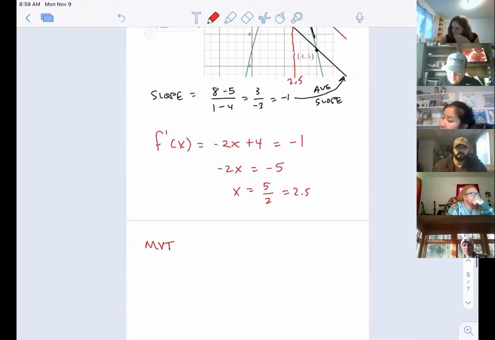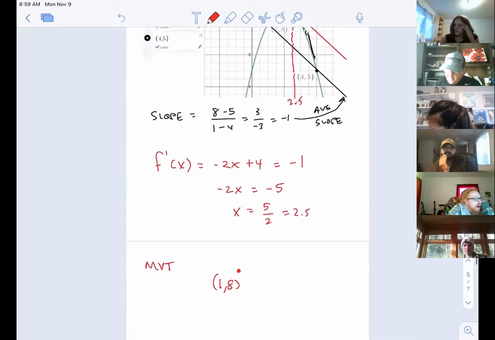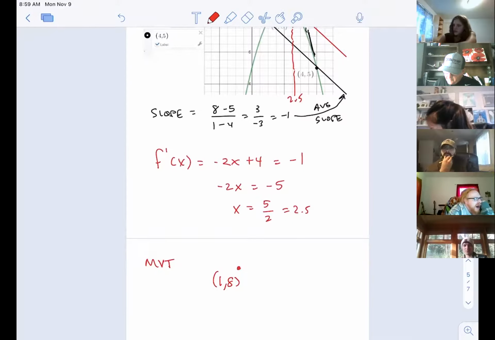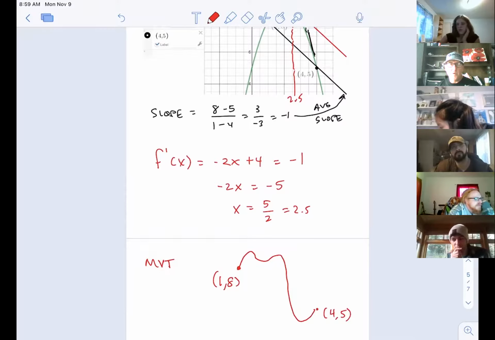But does it make sense that if I was at the point (1, 8) and then also at the point (4, 5), basically the theorem goes on to say this curve could be anything. Like it could actually be doing this. As long as it's smooth and connected, as long as nothing weird is going on, there are no holes in the graph. And the calculus way of saying that is it's continuous. It's a continuous graph. There's no holes in it.